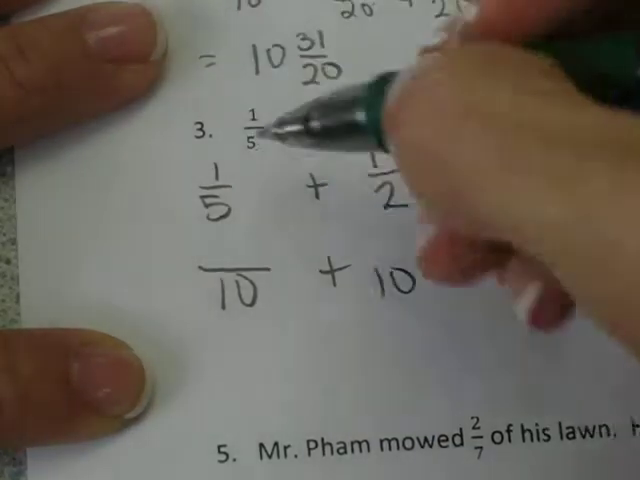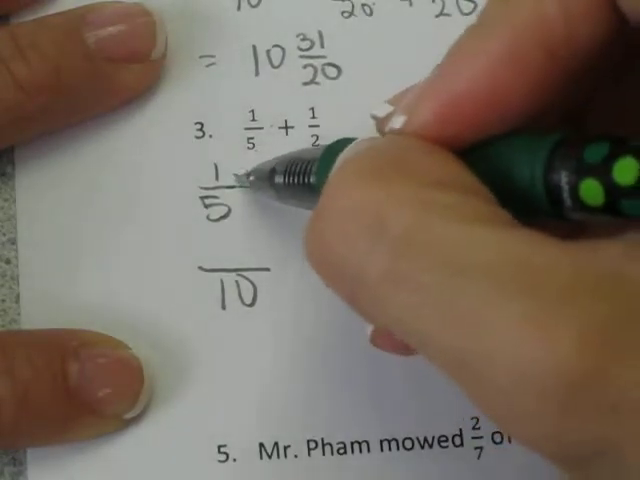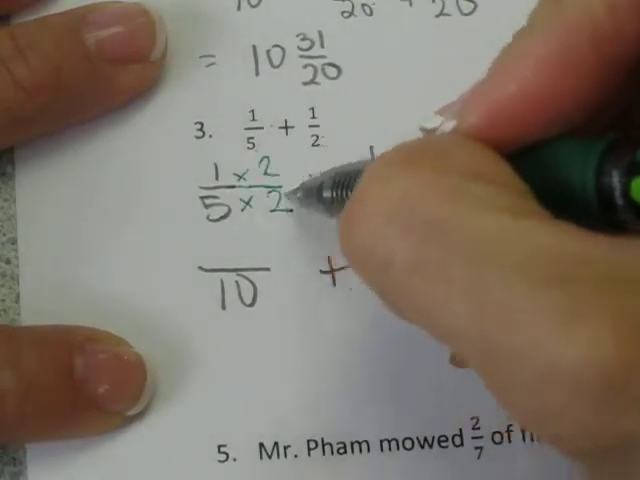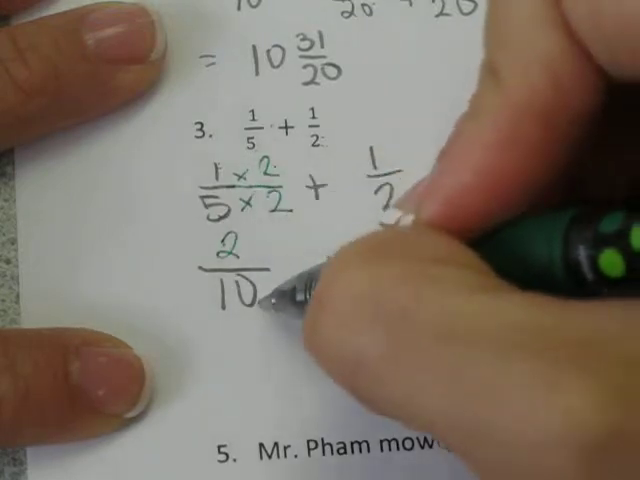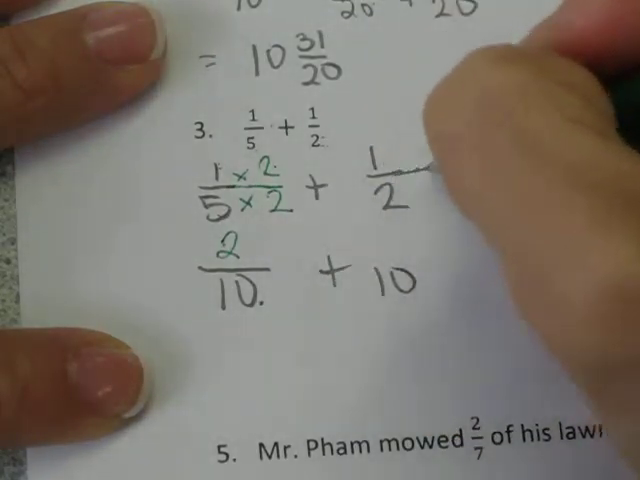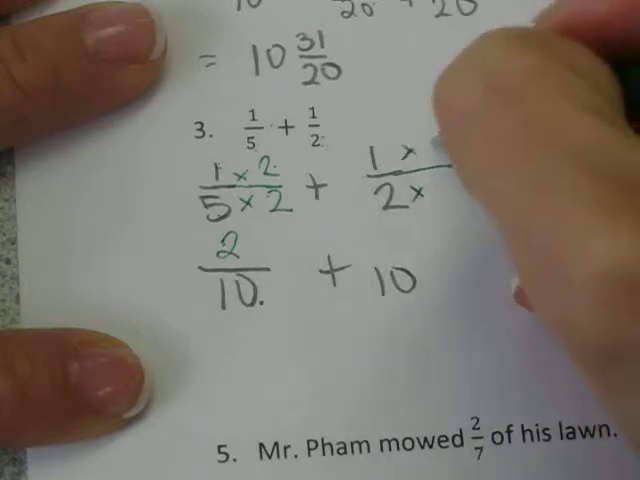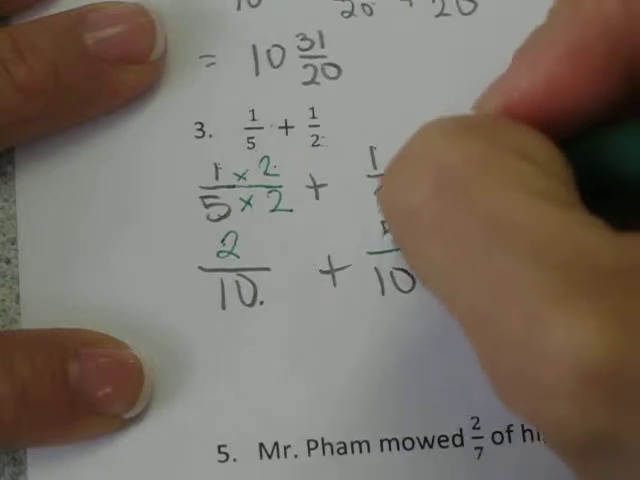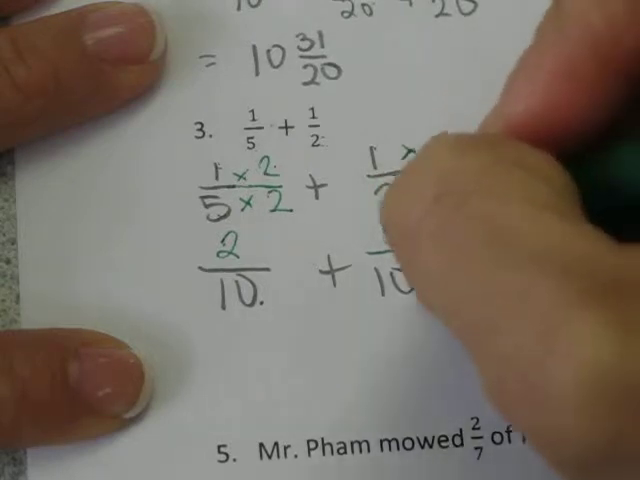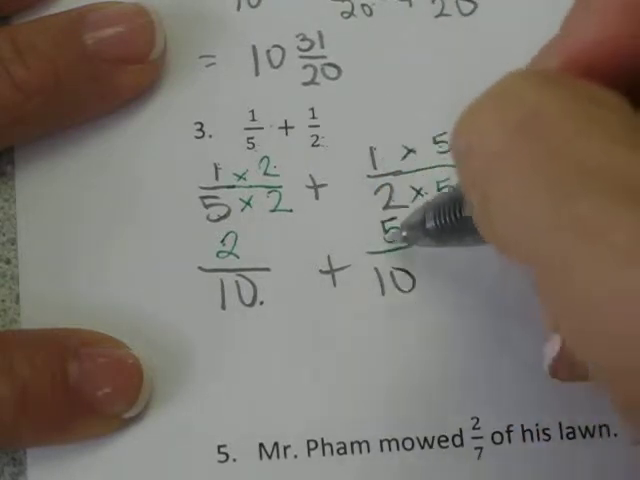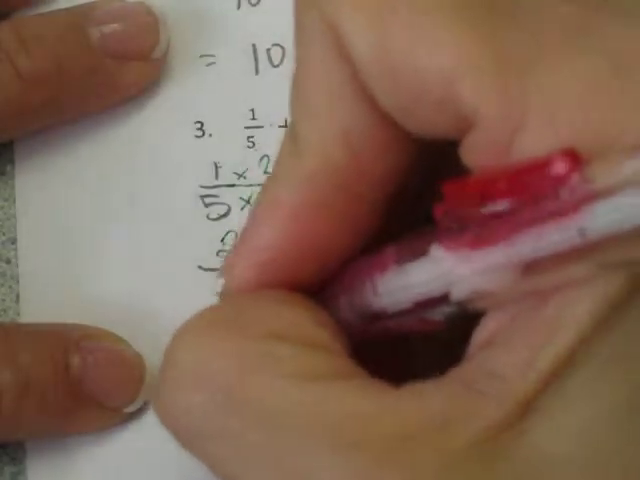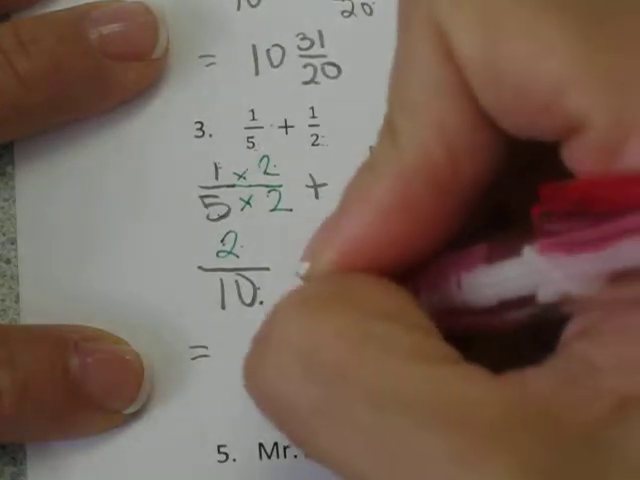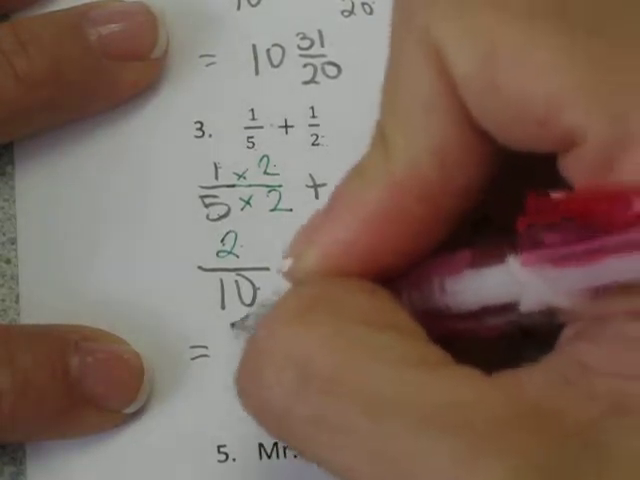So I need to multiply 1/5 by 2/2. So I get 1 times 2 is 2. 5 times 2 is 10. And I'll multiply 1/2 by 5/5 so that 1 times 5 is 5 and 2 times 5 is 10. Therefore 1/2 is equal to 5/10. Now I can go ahead and add these fractions. 2/10 plus 5/10 is 7/10.